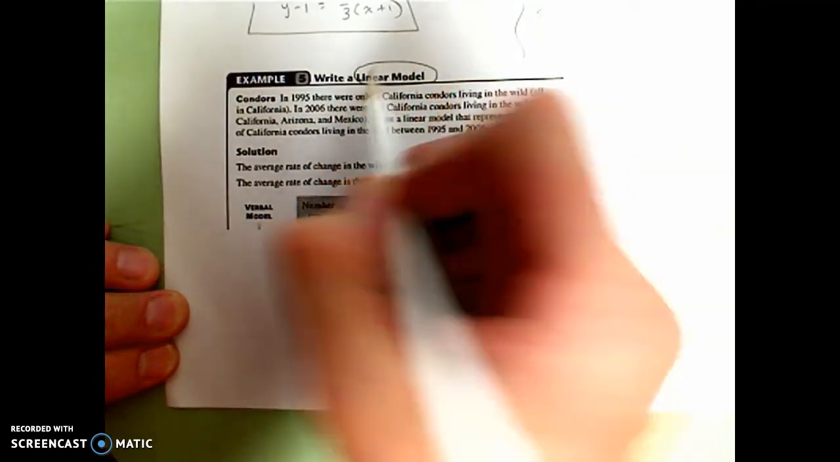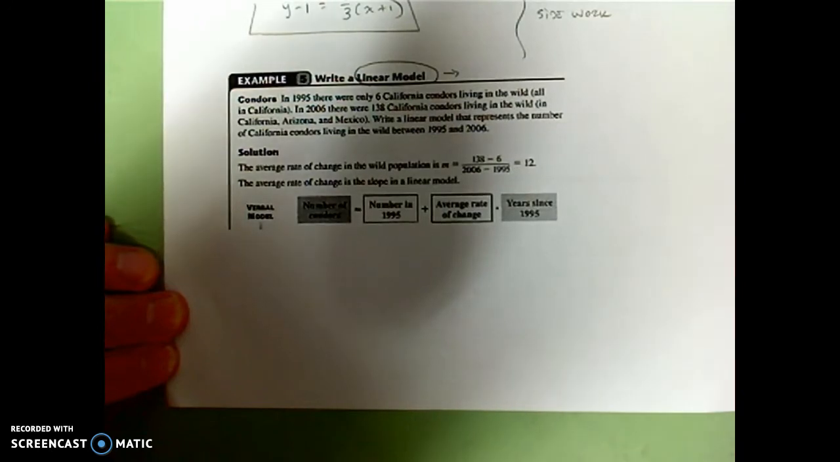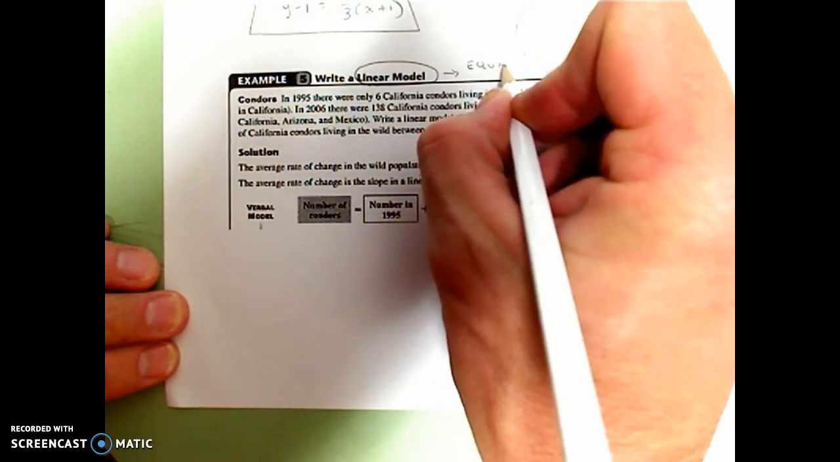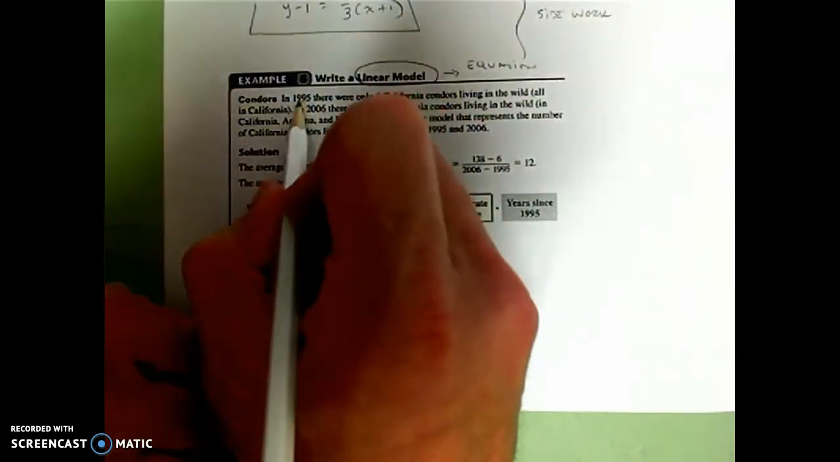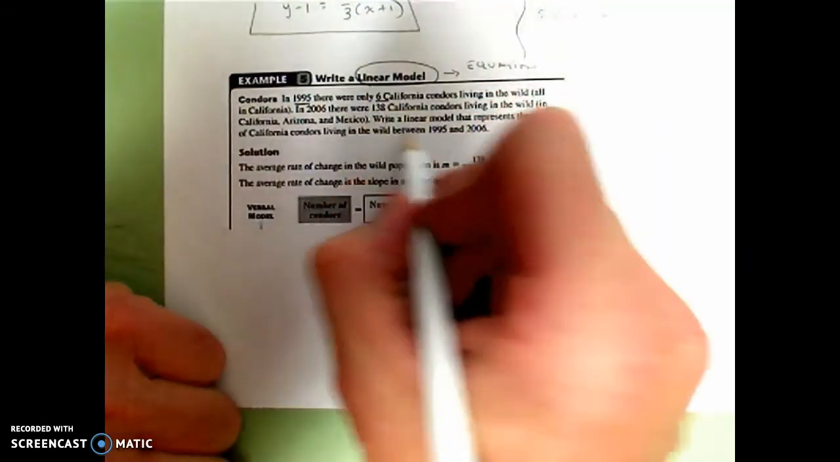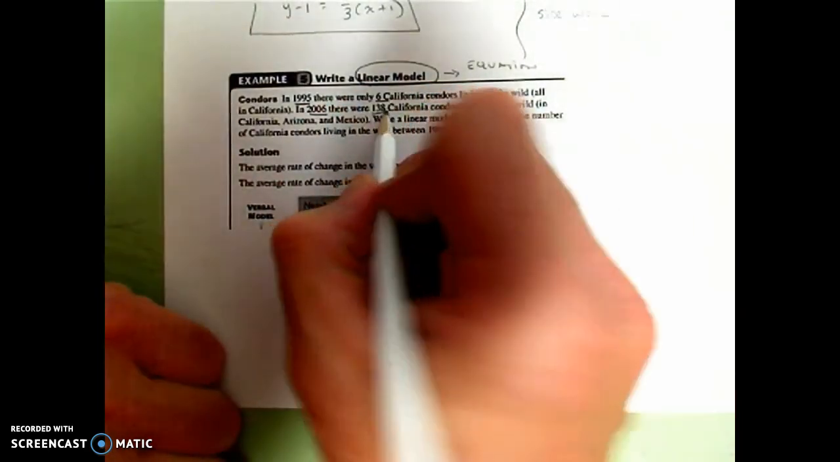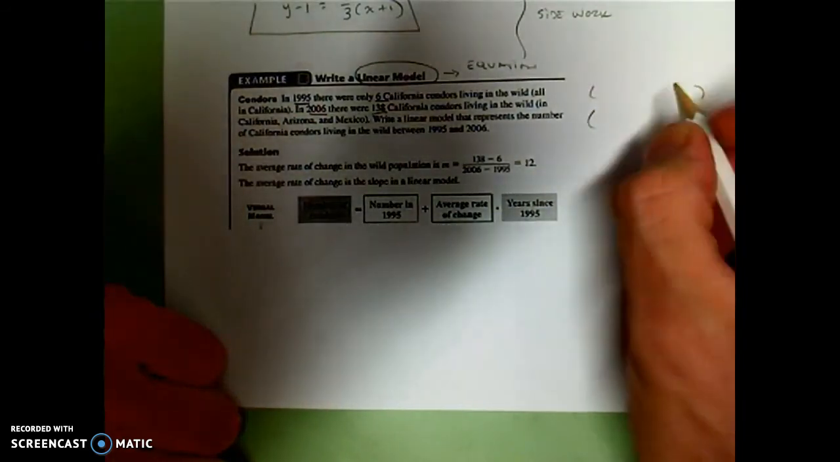Write a linear model. What are they asking us for? When we are trying to model this situation with math, we're thinking that it can be represented in a linear relationship. We can write a linear relationship as an equation. This problem is asking us to write an equation. Let's look at what information we have. We have a date, 1995, and a number of birds, 6. A date, 2006, and a number of birds, 138. So we can write these as ordered pairs.